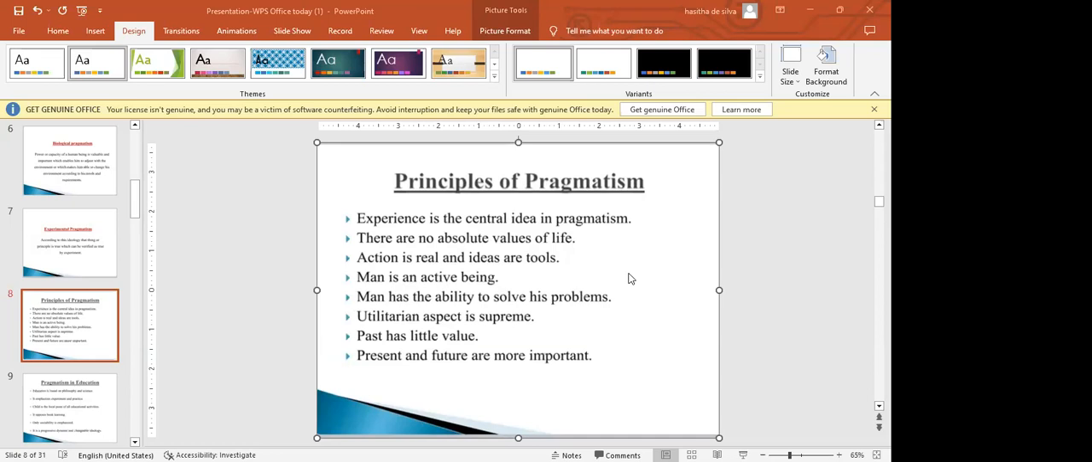Overall, the notion that there are no absolute values of life challenges the idea of fixed and universally applicable moral principles. It emphasizes the subjective and context dependent nature of values, highlighting the importance of critical reflection, dialogue, and ethical deliberation in navigating complex moral issues.